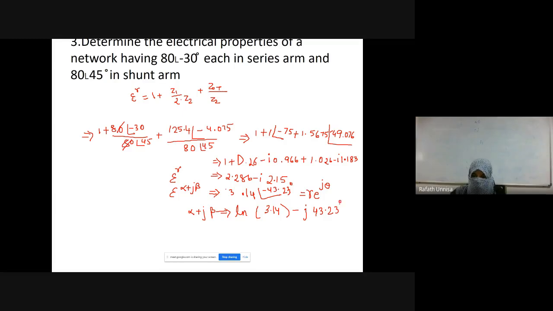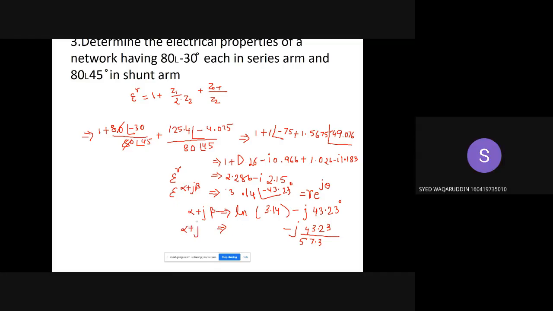43.23 degrees, but I want my beta in radians. So what I will do is, what is the answer of natural logarithm of 3.14? Give me the answer. Now this term, j 43.23, I want to get it in radians. I am supposed to divide it by 57.3 and then I will get my answer in radians. So what is the natural logarithm of 3.14? 1.144.